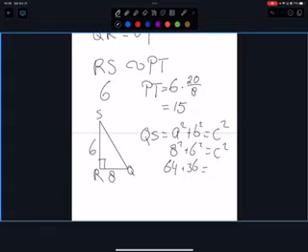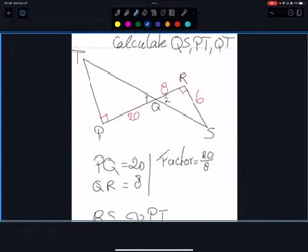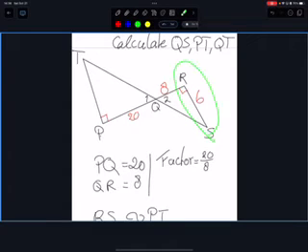Sorry? Why is PT 6? PT is 15. Why is it 6? Congruency. RS represents... What did you do? No, I didn't do anything because I really don't know how to do it.